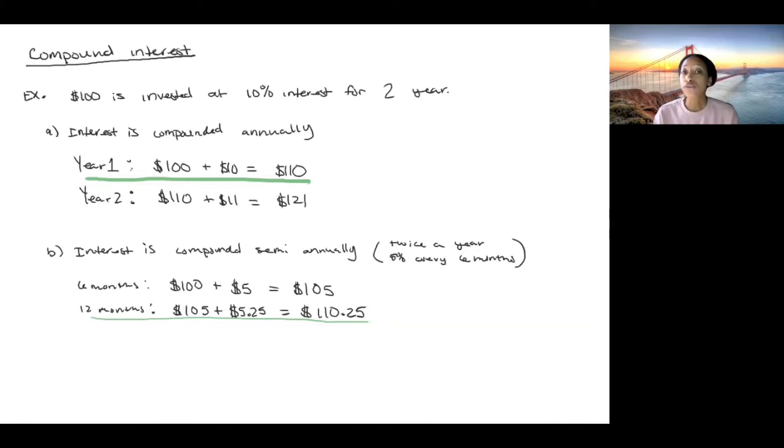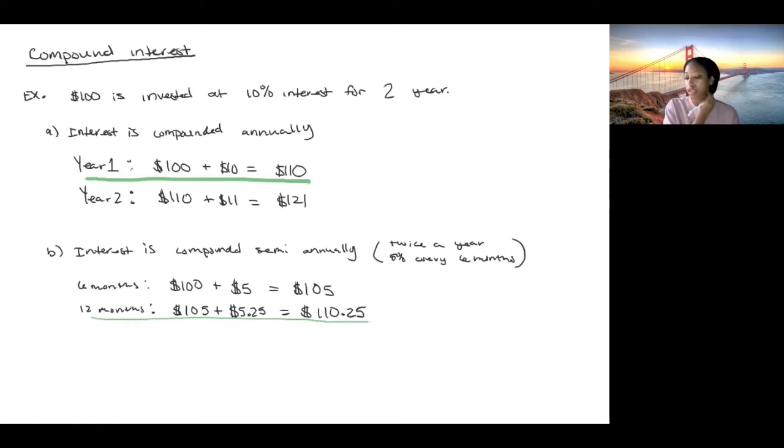So the more frequently you compound your interest, basically that $5 that we earned in the first 6 months, we started earning interest on that earlier. So that's put into our account now, and now it can start earning interest too. So the more frequently you compound your interest, the more money you get. And we can continue this for the next year as well.